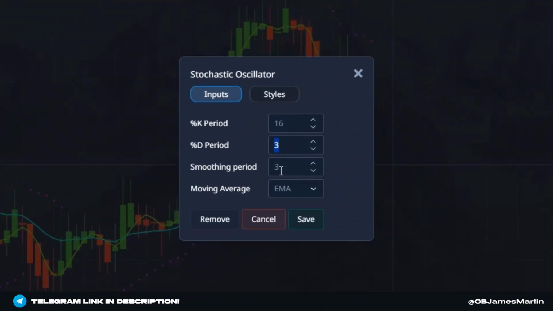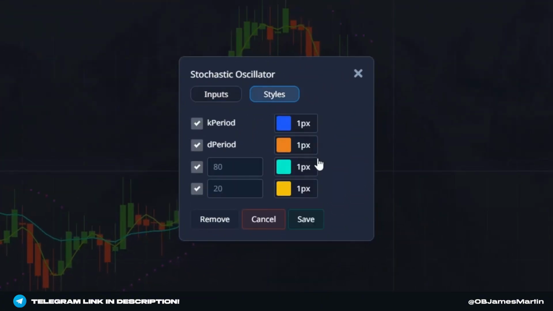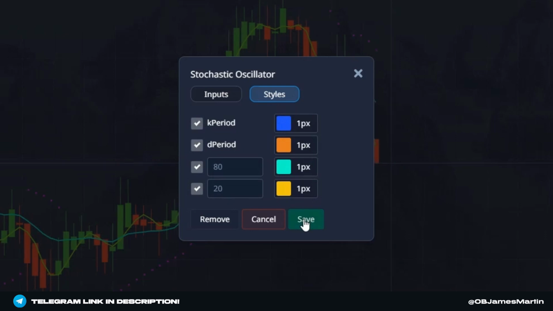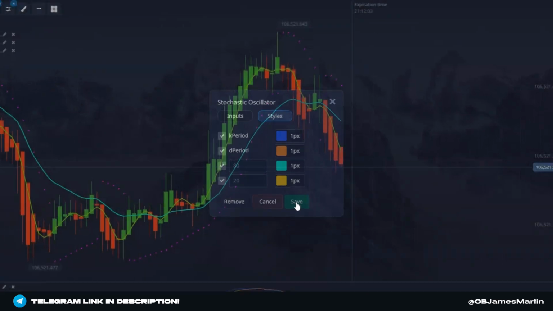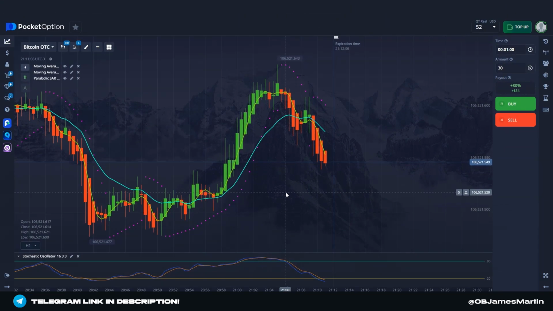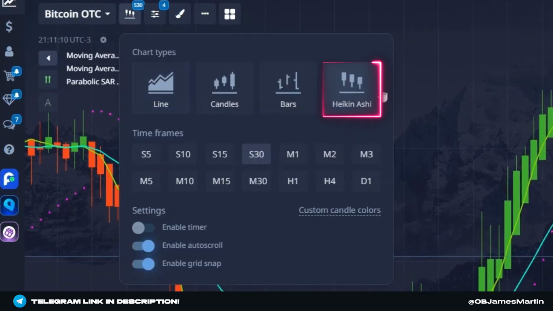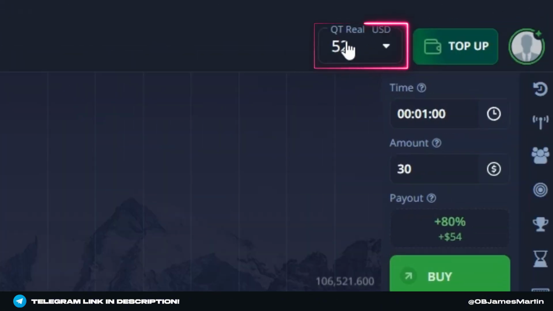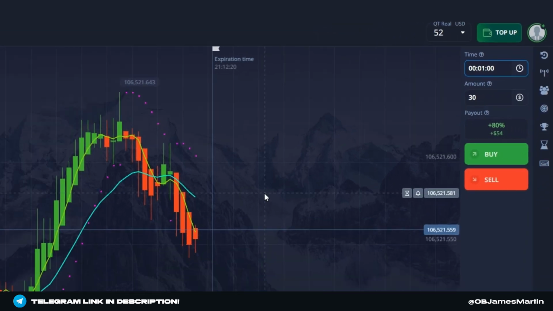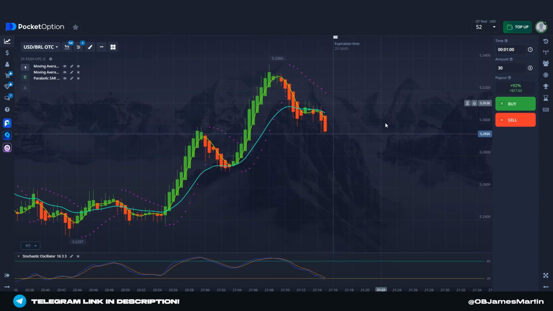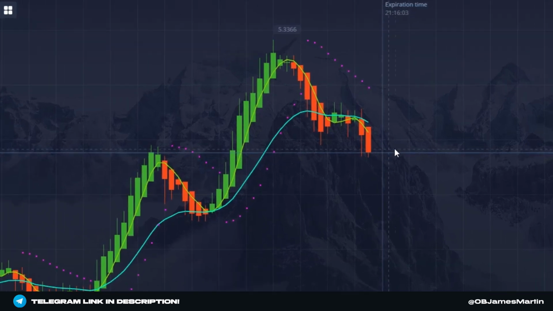16, 3, 3 and EMA for the stochastic oscillator. Okay, so that's all, guys. We're going to trade this on a 30 seconds time frame. Okay, don't forget about that. And right candle. We're going to start with $52, 1 minute expiration time. I hope you get it right, guys. Let's start. Okay, guys, going to the market right now.